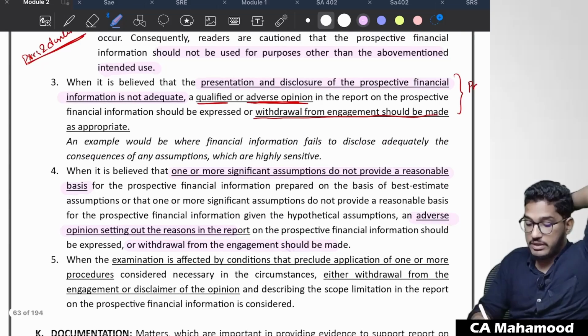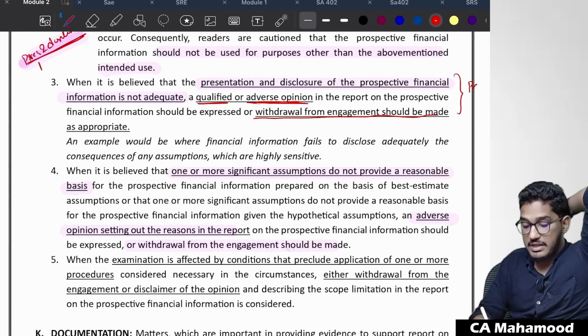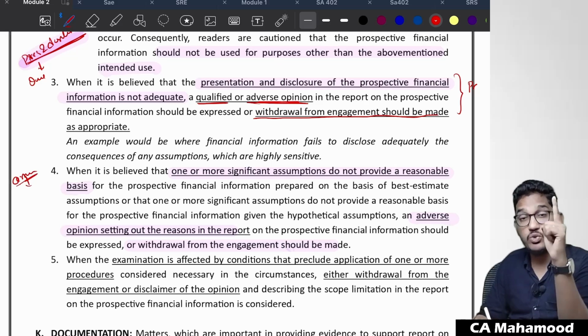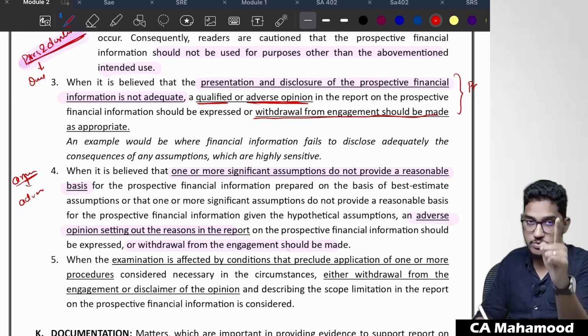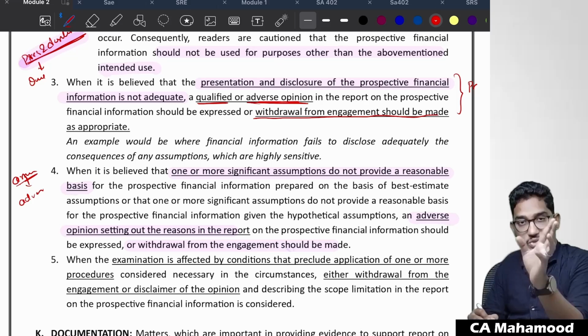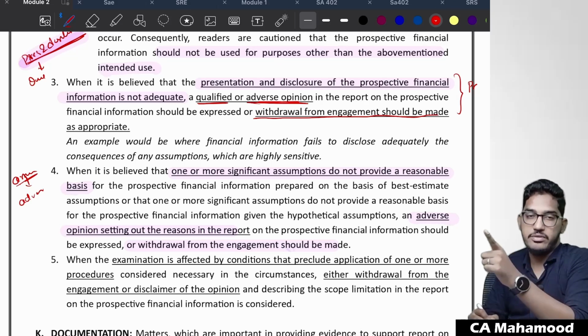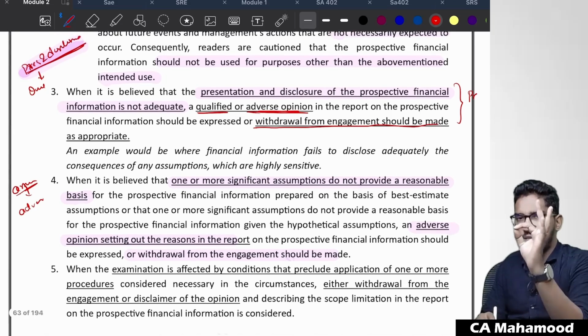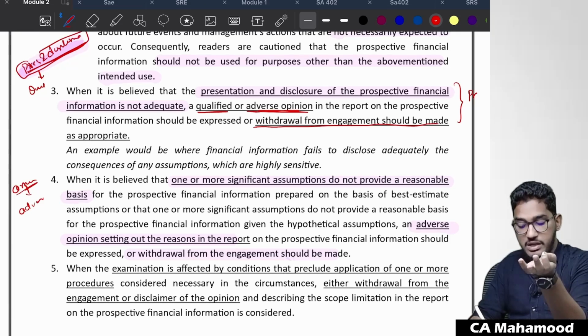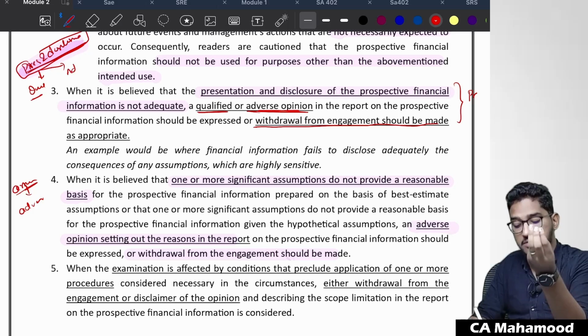If there is a problem with presentation and disclosure, then the standard has given you permission to use either qualified or adverse. But if there is a problem with the assumption only, the standard is not giving you the option of qualified. It is asking you to go to the extreme and directly give the adverse opinion. If the assumptions are wrong, no chance of qualification, directly give adverse. If there is a problem with presentation and disclosure, then you can decide whether that is material or material and pervasive. If it is material but not pervasive, give qualified. If it is material and also pervasive, give adverse.